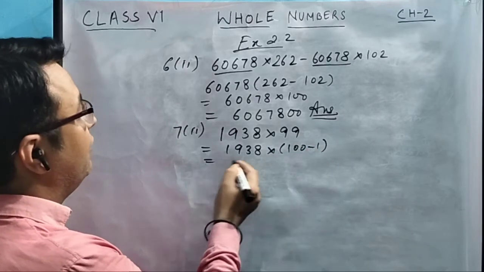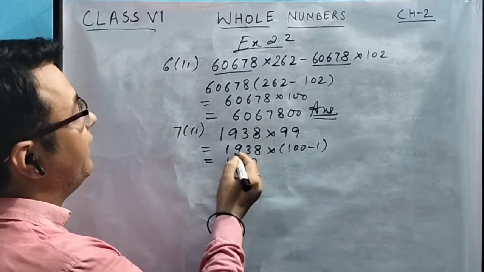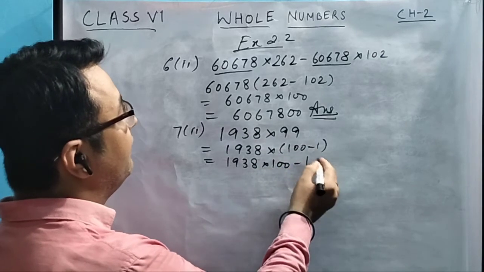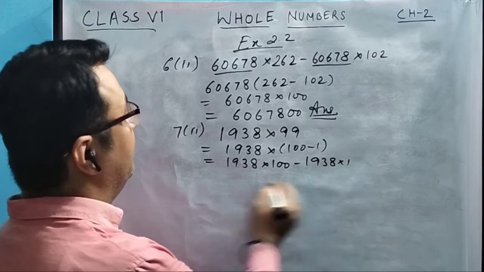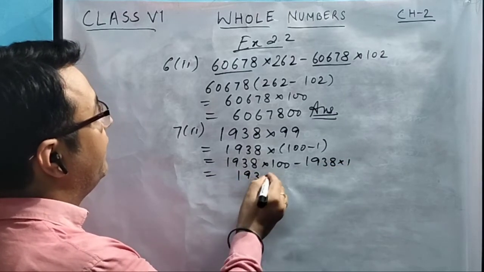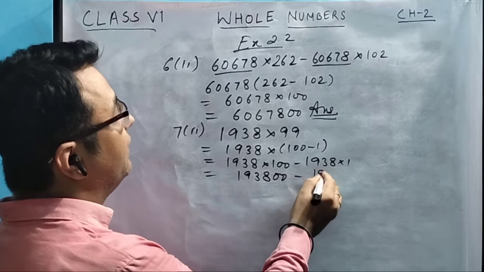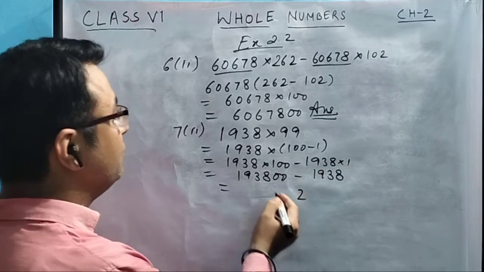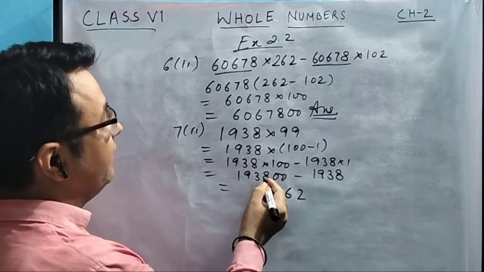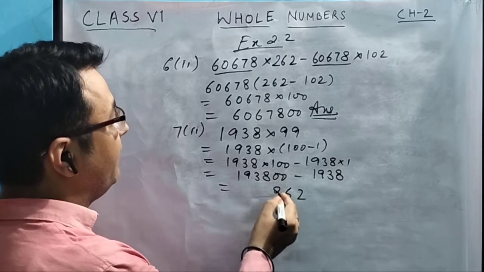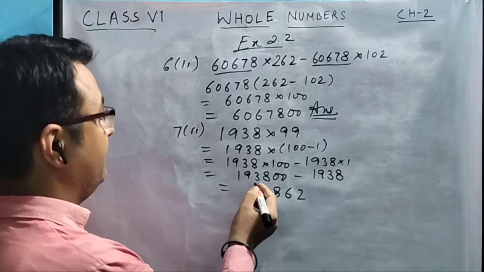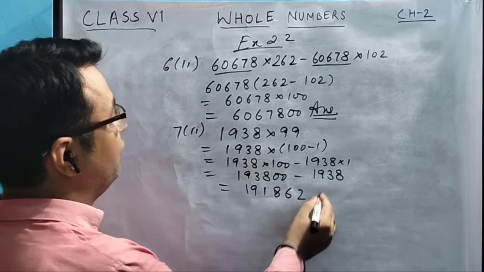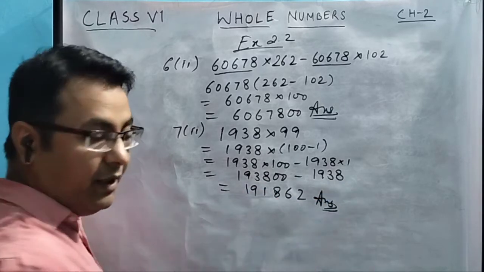Okay. Now let's use distributive property. First 1938 will be multiplied with 100 and then it will be multiplied with 1. So this will be 193800 minus 1938. Let us subtract: 10 minus 8 is 2, 9 minus 3 is 6, 17 minus 9 will be 8. Then 2 minus 1 is 1. 191862 will be our final answer. Okay, like this we will solve.